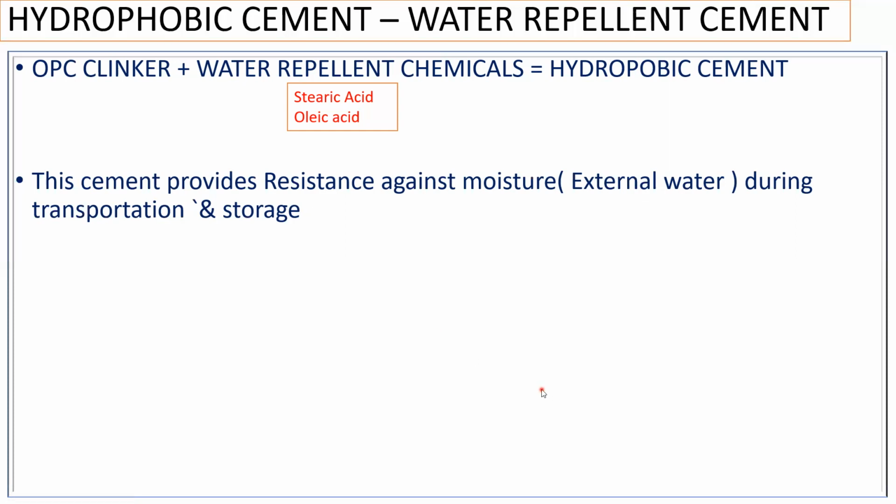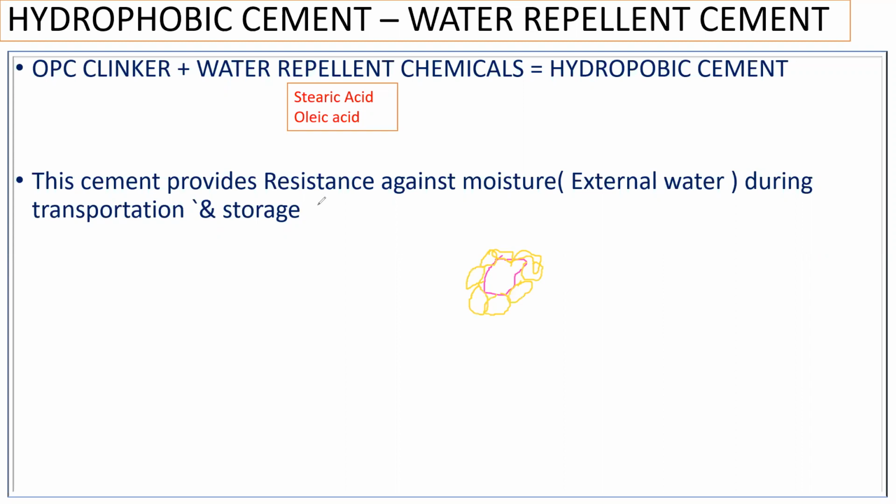So in the hydrophobic cement, let me do it here. Let us say this is a cement that you have. In the hydrophobic cement we have already added these water repellent chemicals, that is stearic acid and oleic acid. This will form a protective layer around the cement particles, whatever cement particles we have. It's going to form a protective cover. This protective cover will not allow the water to react with the cement. So that is why it is called hydrophobic cement.